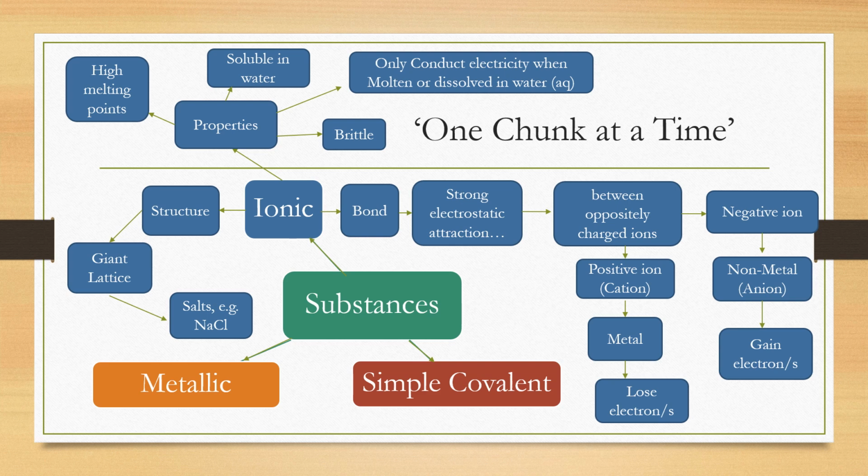So for the ionic bond, it's a strong electrostatic attraction between oppositely charged ions. I then thought about what are the two ions that can be formed. Negative ions are formed from nonmetals by gaining electrons, and cations are formed from metallic atoms that lose electrons.